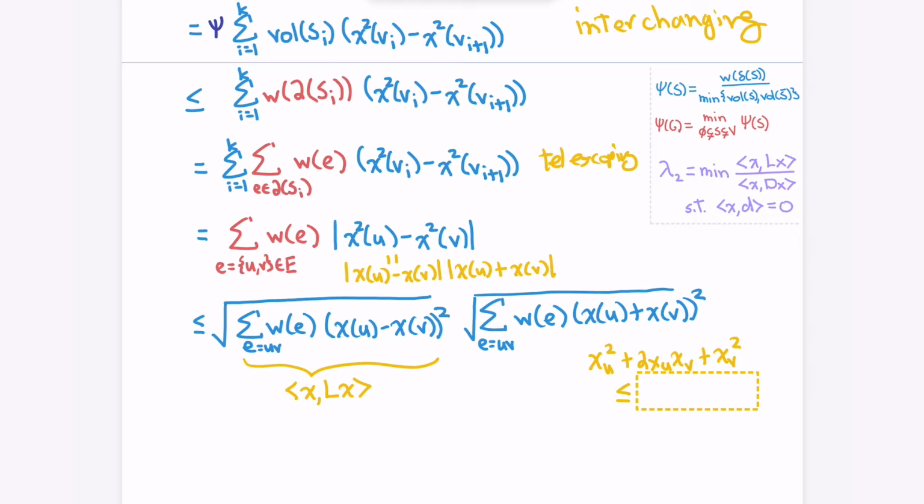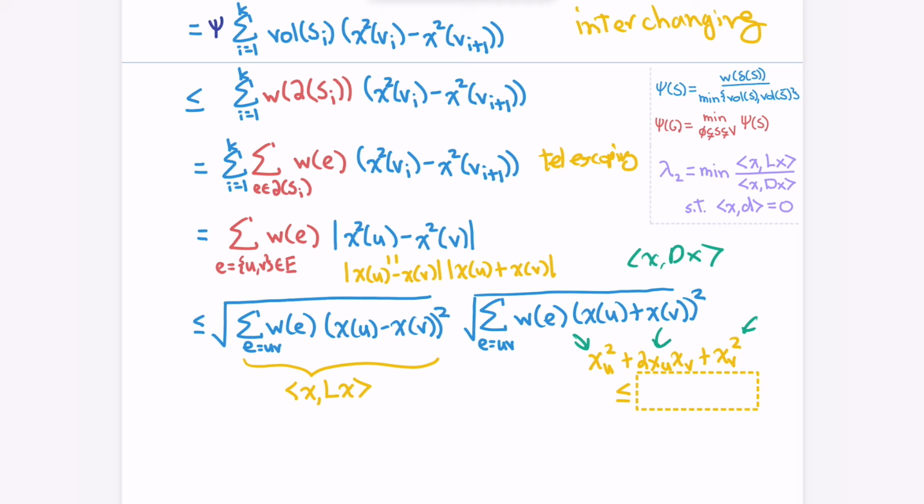I'll tell you what. My goal is to eventually get to something that looks kind of like x^T D x over here. Okay. All right. So how can I do that? So x^T D x does look like these x_u squared and x_v squared terms are good, right? So the only problematic thing is this cross term. How can I bound the cross term?